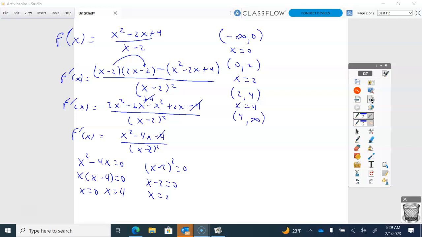Remember, I just pick a point between 0 and negative infinity and plug it into my first derivative, which would be here. So I'm going to find my first derivative at negative 1. If I do that, this becomes 1 plus 4, so that becomes 5. 5 has to be positive because it's squared, so it's positive, so I am increasing.